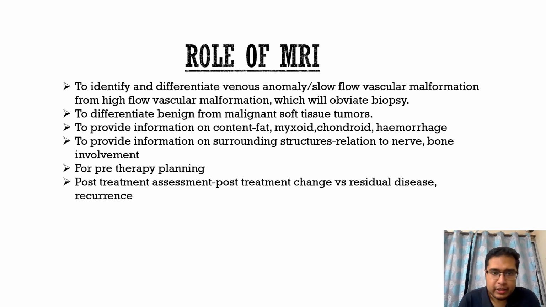So what is the role of MRI then? To identify and differentiate venous anomalies, slow flow vascular malformations from high flow vascular malformations, and to decide whether to biopsy or not. To differentiate benign and malignant soft tissue tumors, to provide information on the content of that tumor, whether it is fat, myxoid, predominantly chondroid, or hemorrhagic. To provide information on the surrounding structures, as to the relation of the tumor with the nerve and the bone involvement. To plan the treatment beforehand and also in the post-treatment assessment of that particular lesion, for post-treatment changes, residual disease or recurrence.